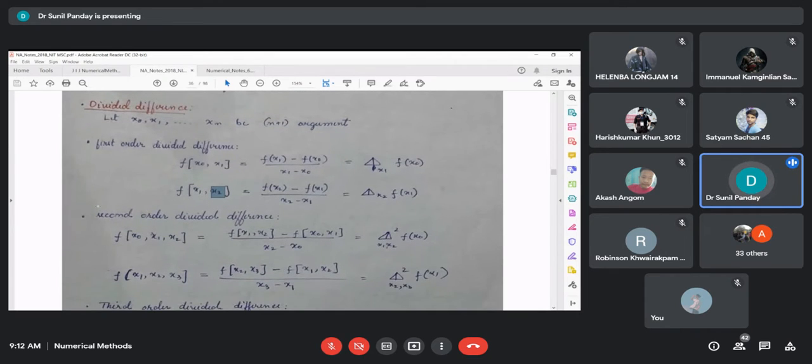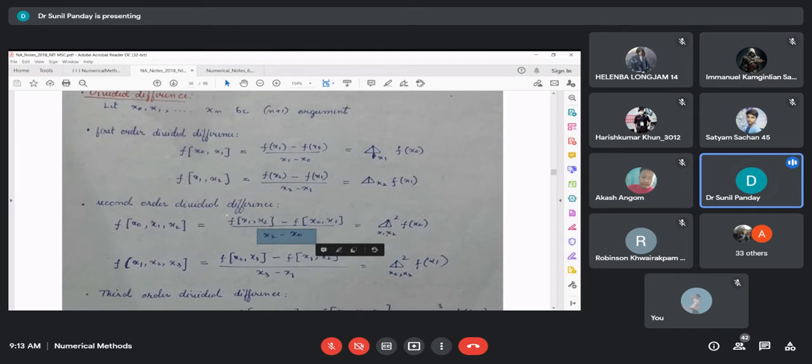Now we can also define the second order divided difference. For the second order divided difference, we have three variables, x0, x1, x2. First we write the first order divided difference of these two variables, you can see here. Then we subtract the first order divided difference of these two, that is this one. Then divide by the last argument minus the first argument, like x2 minus x0. So this is the second order divided difference formula for the case of three variables x0, x1, x2.